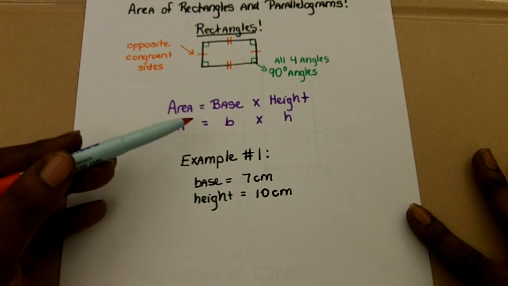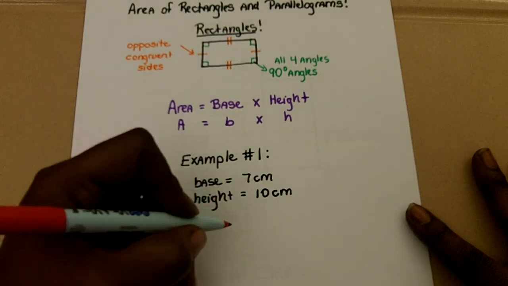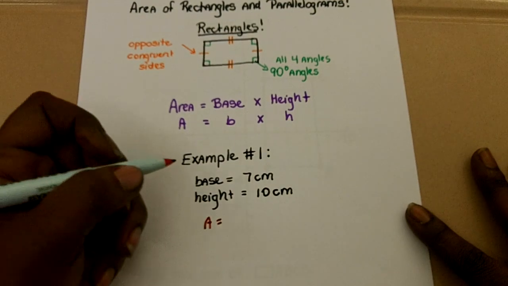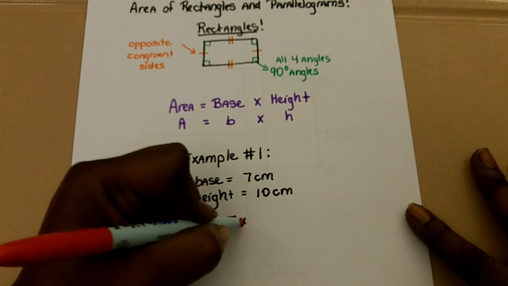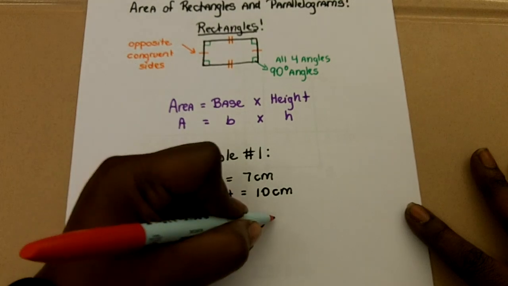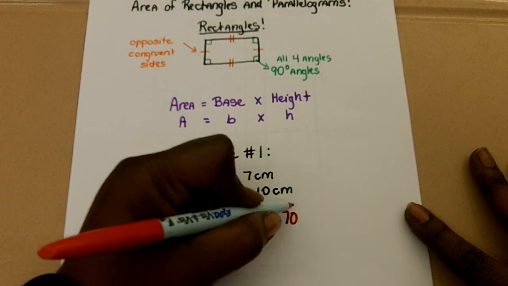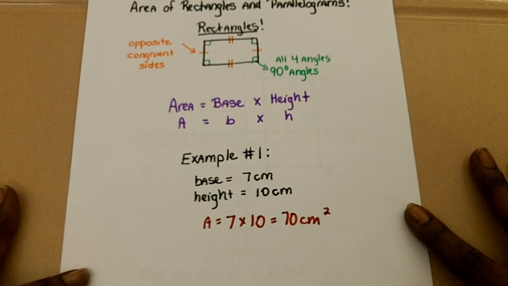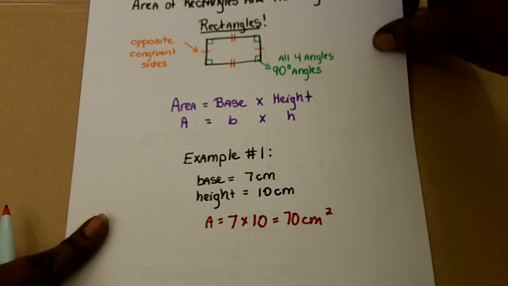In order to find that area, we're going to plug in these values into the area formula. So the area will be found by multiplying the base, which is 7, times the height, which is 10. Therefore, this area appears to be 70 centimeters. And we always square our area. We're multiplying by 2 dimensions, so the area is squared.